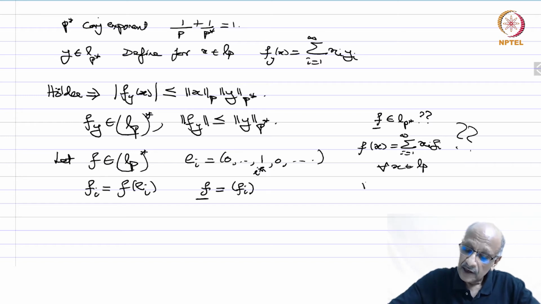And then thirdly, is the norm of f equal to the norm of f bar? So if we answer these three questions, then we will say that in fact the dual of lp is nothing but lp star. So that is why we have put this notation here. So we want to show this. So let n be a fixed positive integer.